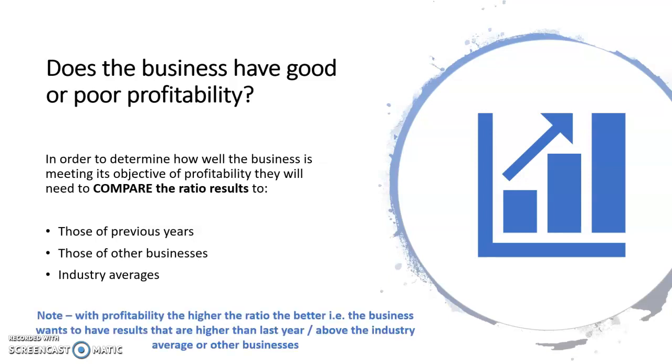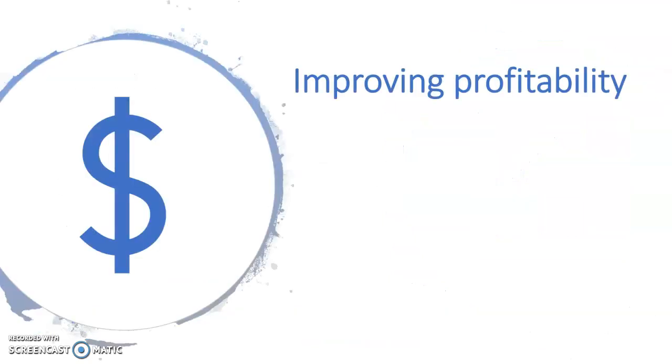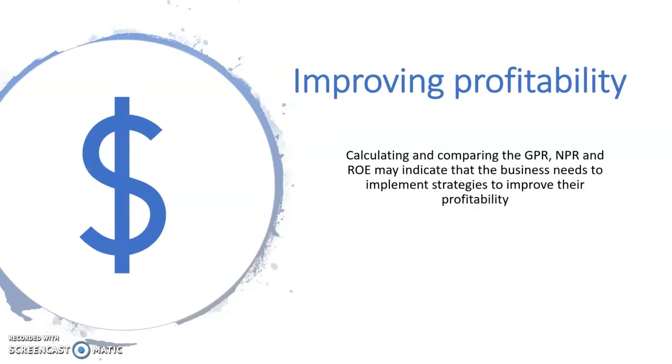Now, the rule of thumb, the thing to really be aware of, is with profitability, the higher the ratio, the better. We want our business to have more profit levels than they did last year. We want to generate higher profit levels than other businesses or than the industry average. So in terms of improving profitability, if we've calculated those ratios and compared them to industry averages and previous results, we might need to implement strategies to increase this difference between revenue and expenses, because we find that our profitability levels aren't where we would like them to be.